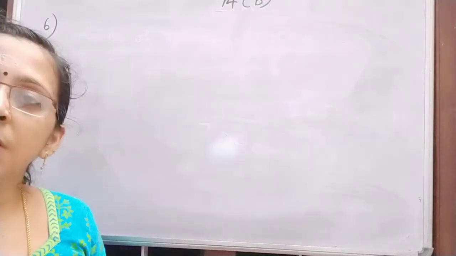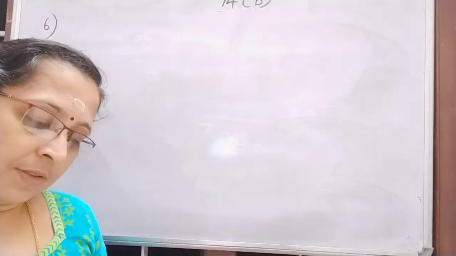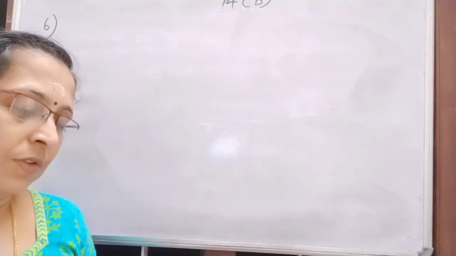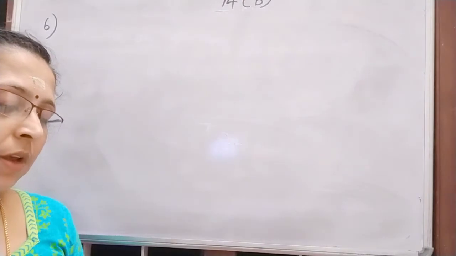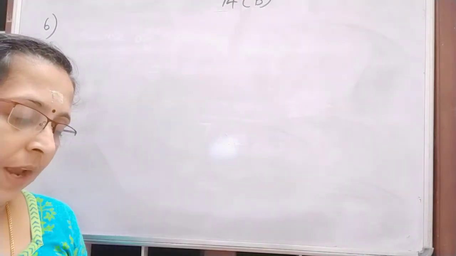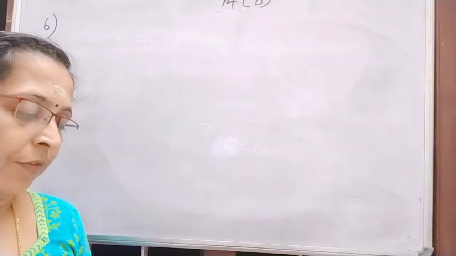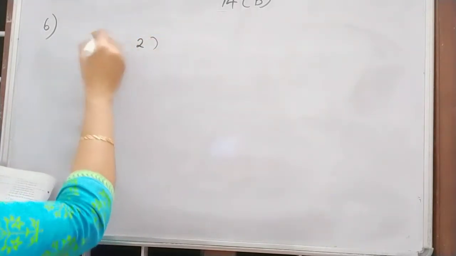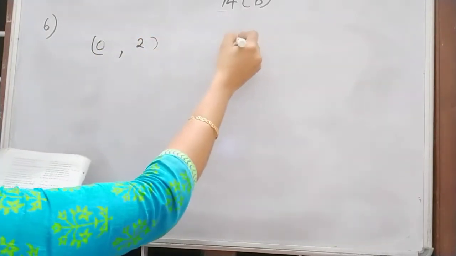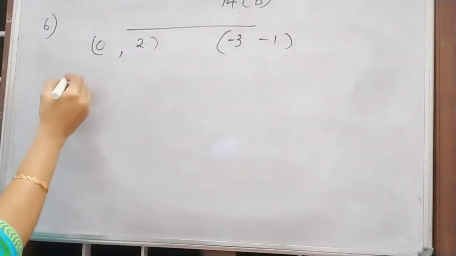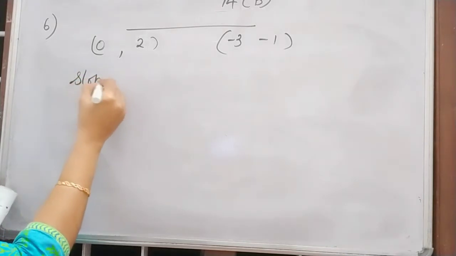Hi everyone. Today we can do exercise 14b, question number 6. The line passing through (0, 2) and (-3, -1) is parallel to the line passing through (-1, 5) and (4, a). Find a. So points (0, 2) and (-3, -1). So this is a line. So we can find the slope of this.